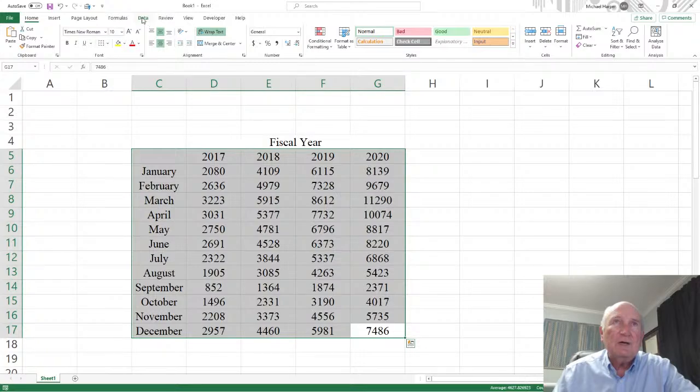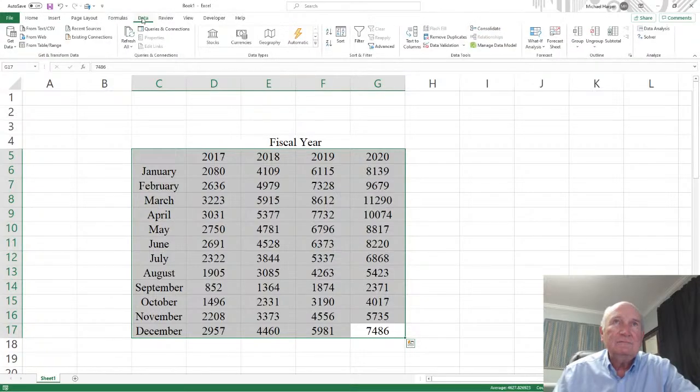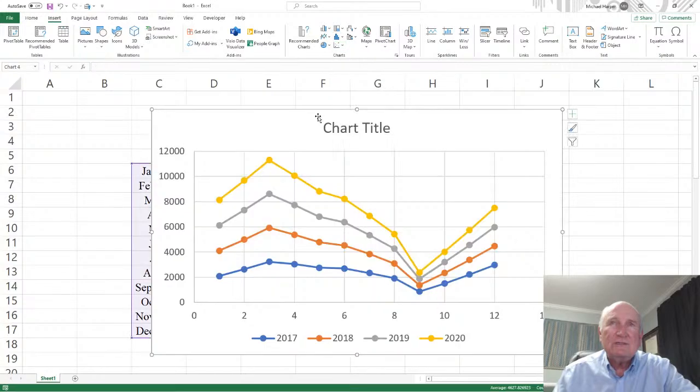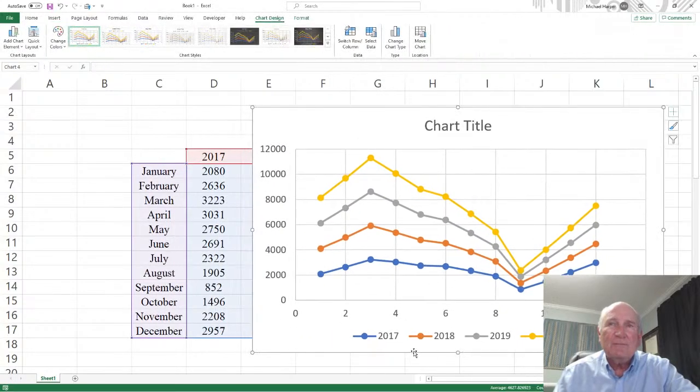Come up to Insert. Come over here to Charts. And let's come down here to, let's do a stacked chart. And there's a stacked chart. 2017 is the blue, 2018 is the orange, 2019 is the gray, 2020 is that gold. And notice this is a stacked, so every year is stacked on one another, but notice the pattern repeats every year.